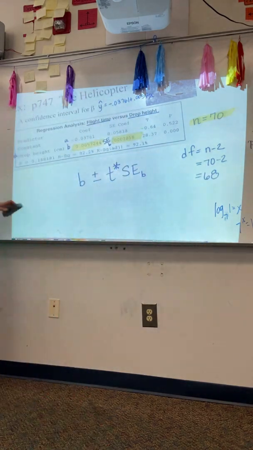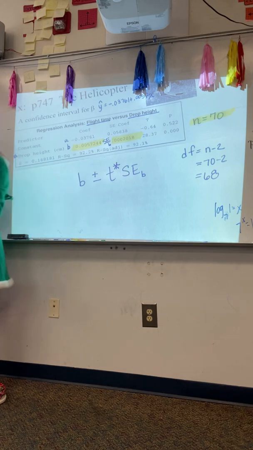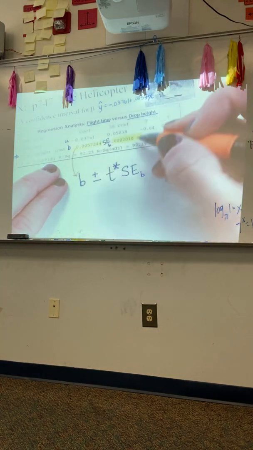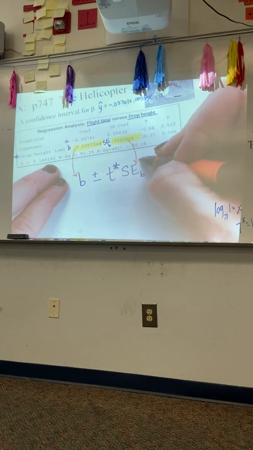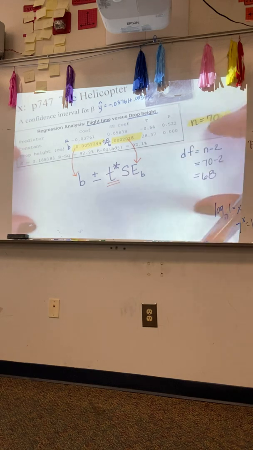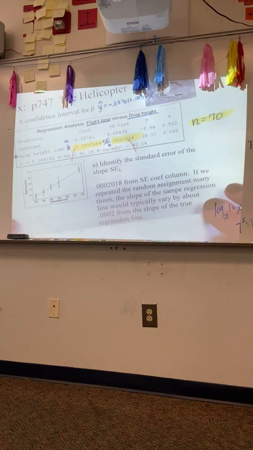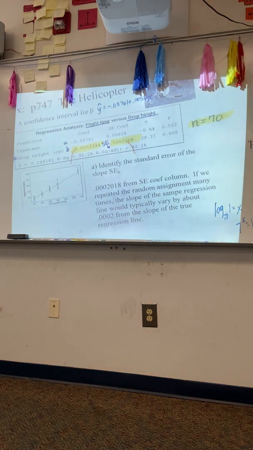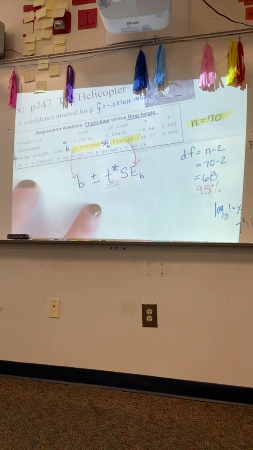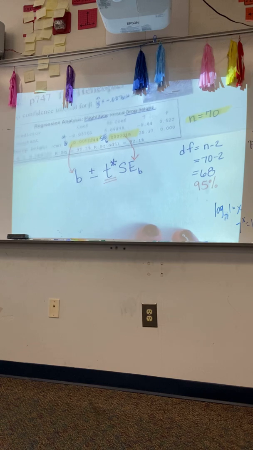All right, so now all we have to do is plug it in, plug it in. So my B goes right here. My standard error of B goes right there. But I do have to find my T. And they want us to do a, what type of confidence does it say? 95% confidence. Down in the notes there. So we're doing a 95% confidence interval.